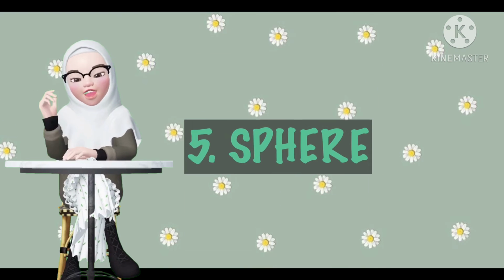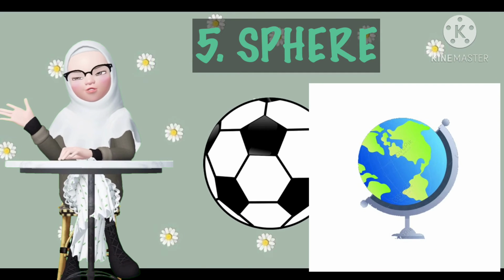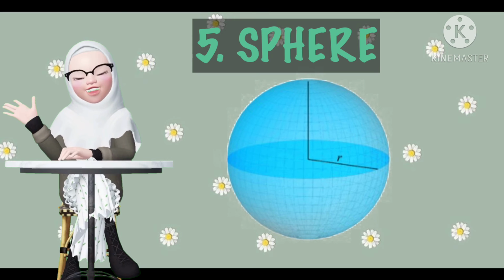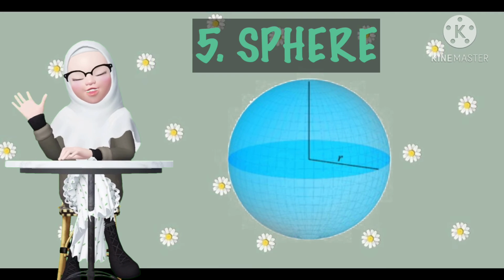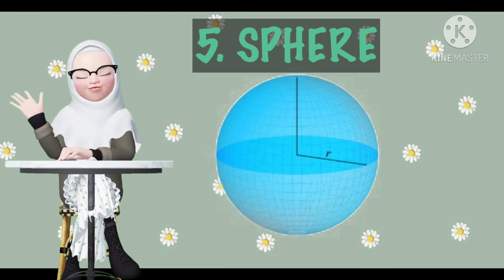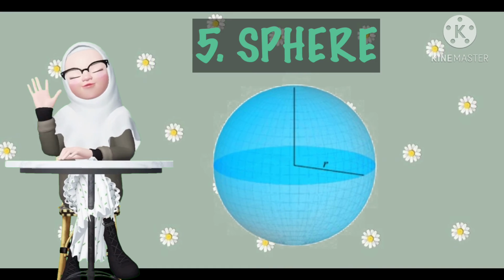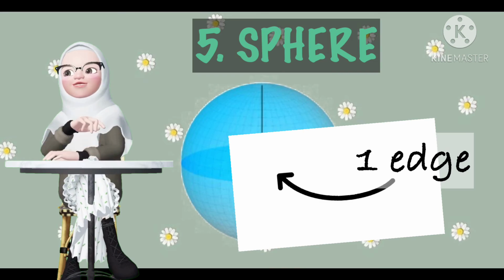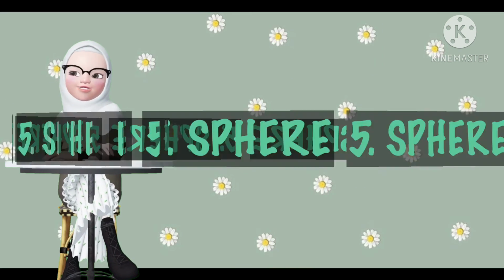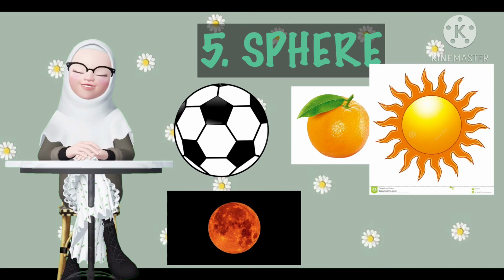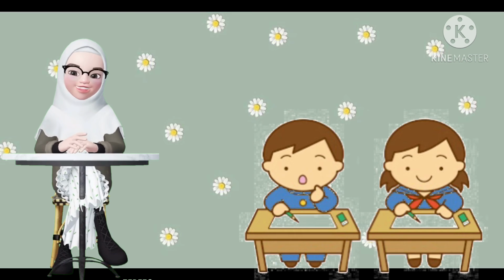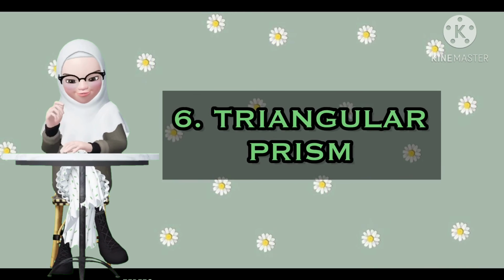The next shape of three-dimensional is the sphere. A sphere is shaped like a ball or a globe. A sphere is a completely round object. Every point on the surface of a sphere is an equal distance from the center of the sphere. A sphere has just one edge, so you can look at the shape of objects such as a ball, orange, moon, sun, planets, etc.